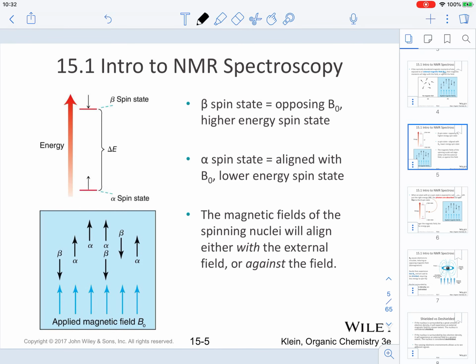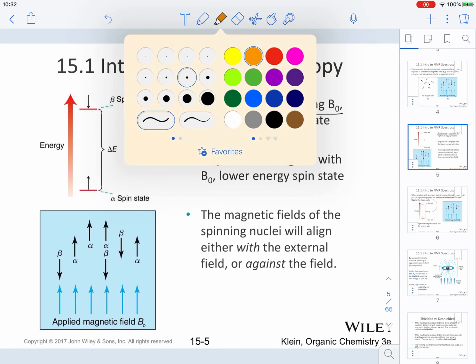Let's now define what we call these different spin states that are created from the application of an external magnetic field to our atoms. So we're going to have two spin states. We're going to have the beta spin state, which, as you can see, opposes the external applied field, and they're going to be higher in energy. Those I'm going to be highlighting in orange.